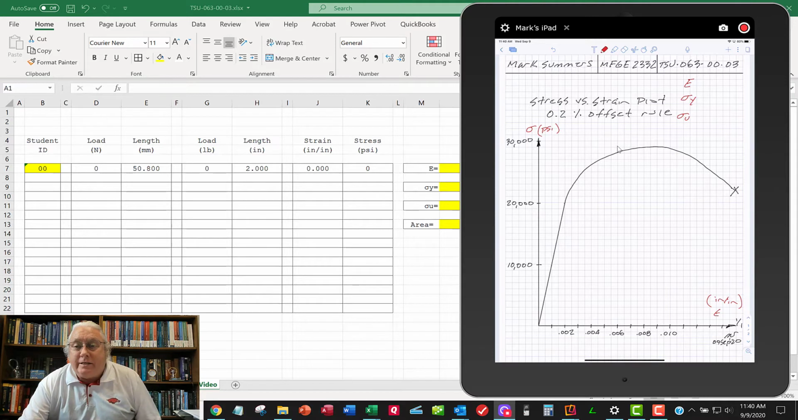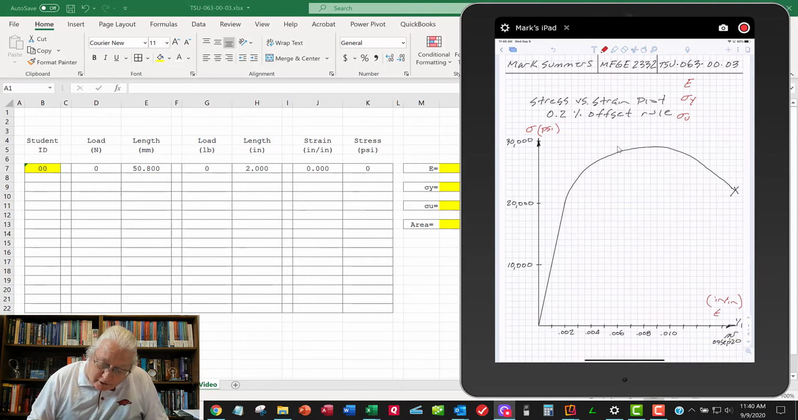The ultimate stress is easy because all we need to do is read off the maximum stress on the stress strain curve. Looking at my chart, this point right here is the maximum stress. If I walk over to the y-axis, this is 20,000. So 1, 2, 3, 4, 5, 6, 7, 8, 9, 10. They're 1,000 PSI increments, so the ultimate stress we can write down is 29,000 PSI.